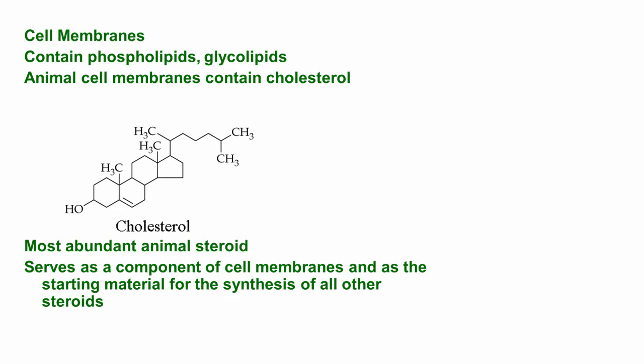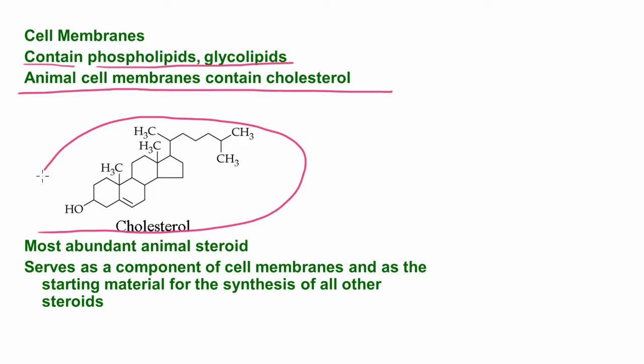Let's talk a little bit about the cell membranes. We already know now that they contain phospholipids and glycolipids. And our cell membranes, animal cell membranes, contain cholesterol. This is the structure of cholesterol right here. Notice these 4 rings here. Cholesterol is the most abundant animal steroid, and it not only serves as a component of the cell membranes, but also it is the starting material for the synthesis of steroids.